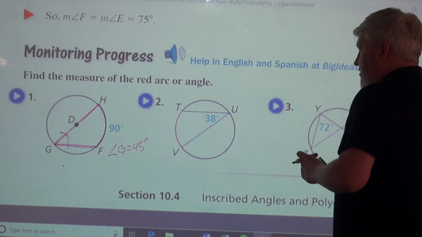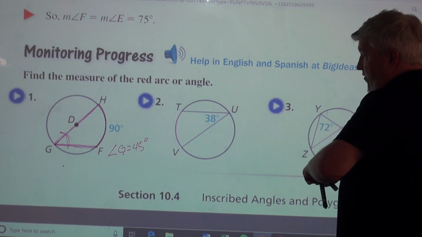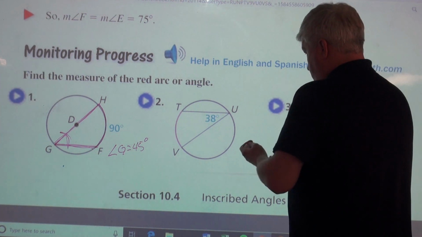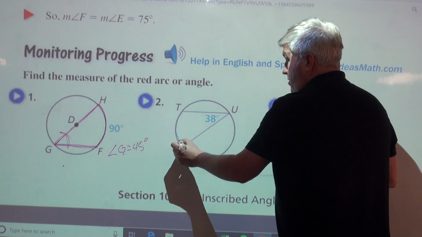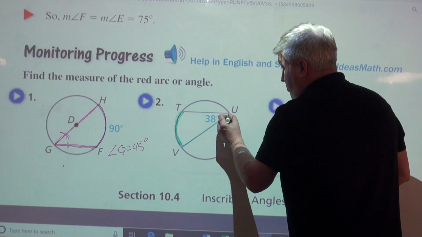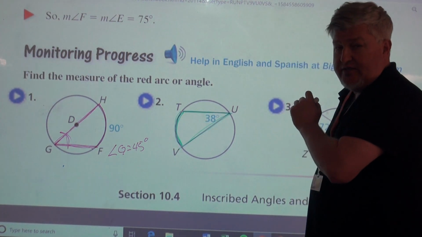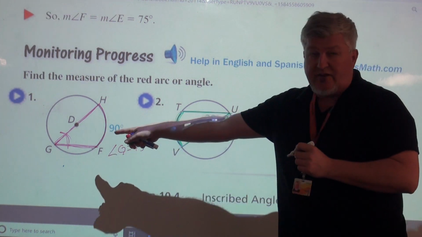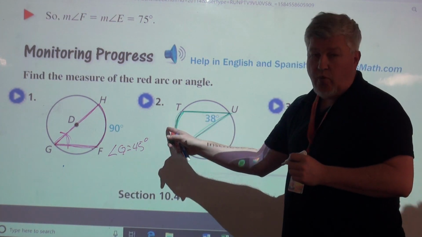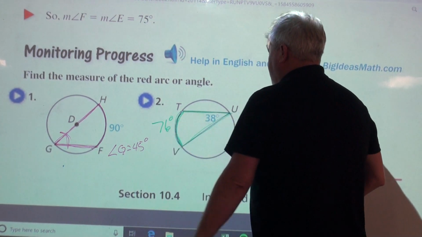All right, number 2. The reddened area is now the arc. What's the measure of this arc? It is an intercepted arc of angle U. Angle U is 38 degrees, so the arc is just the opposite of what we did here. The arc is twice that. 2 times 38 is 76 degrees.